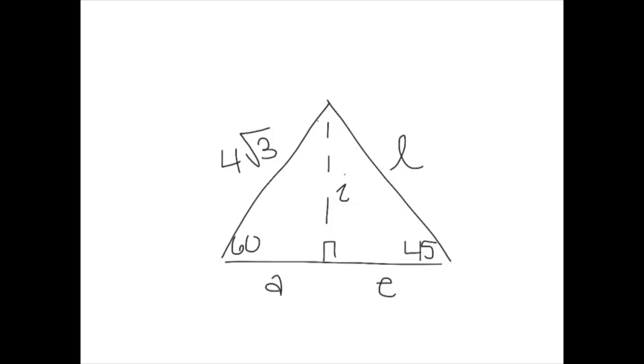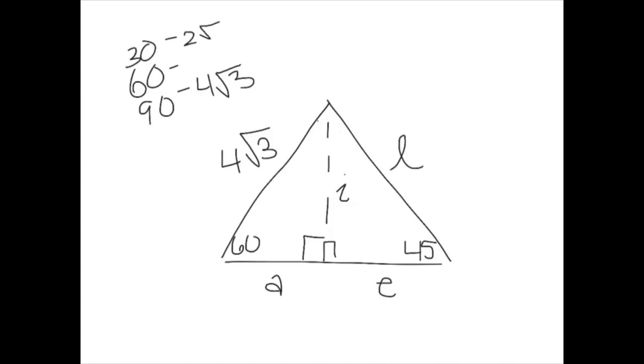Okay, since the information given is on the 30, 60, 90 triangle side, let's do that one first. All that is given to us is that 4 radical 3 is across from 90. And we know that what is across from 90 is twice what is across from 30. So this would be 2 radical 3.